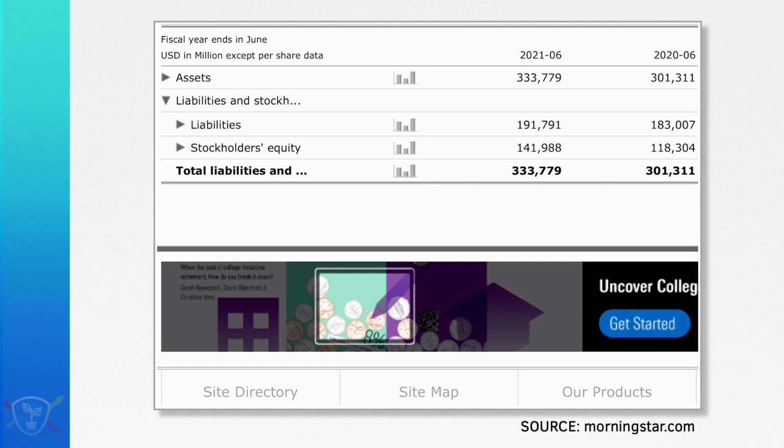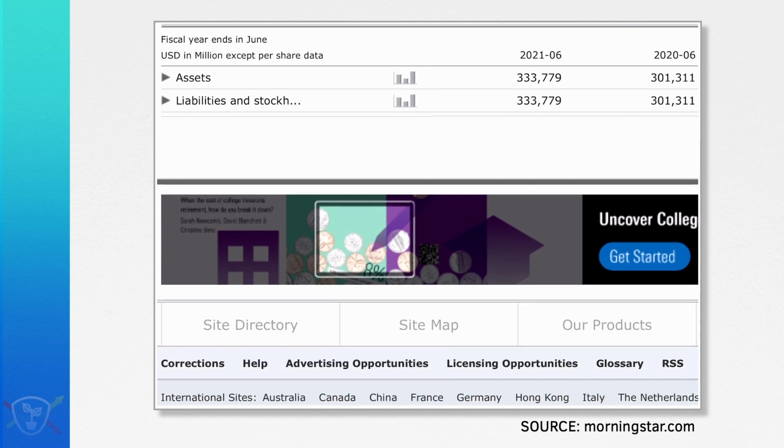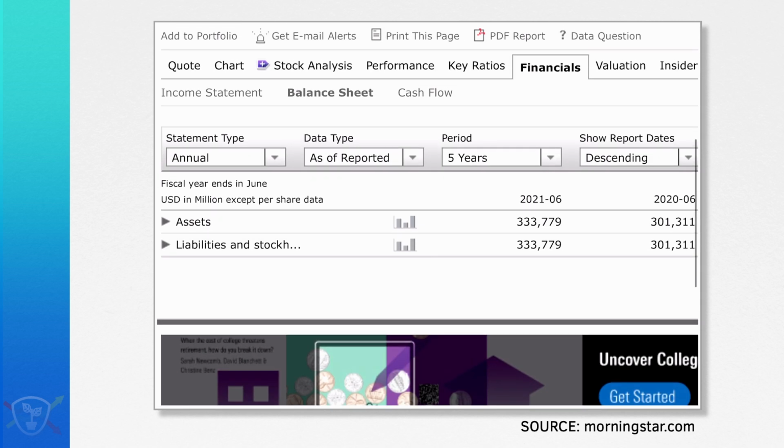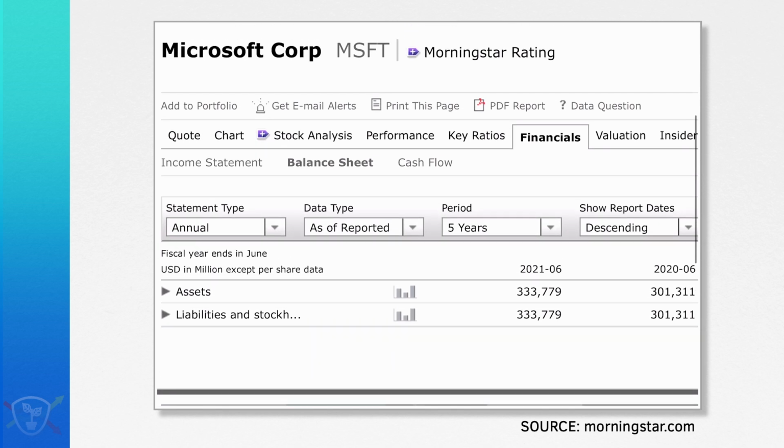We see that when you add up the liabilities and the stockholders' equity, it gives you the same amount as the assets. And that's how we get both sides of the scale in balance. So basically, this is an overview of Microsoft's balance sheet.